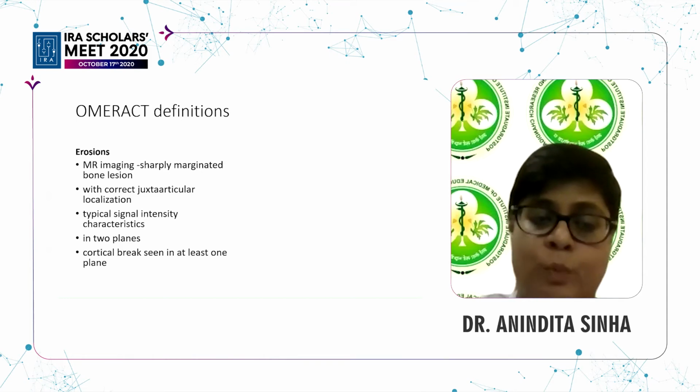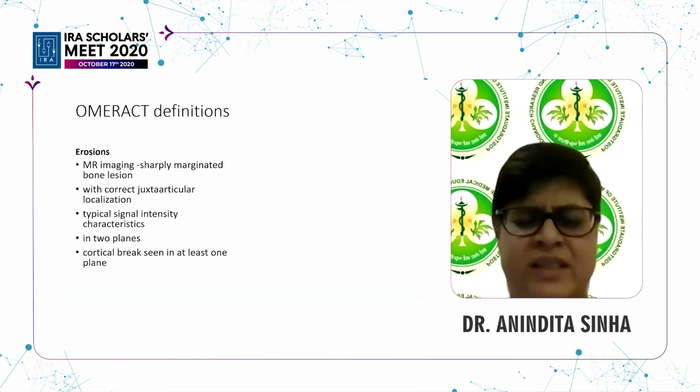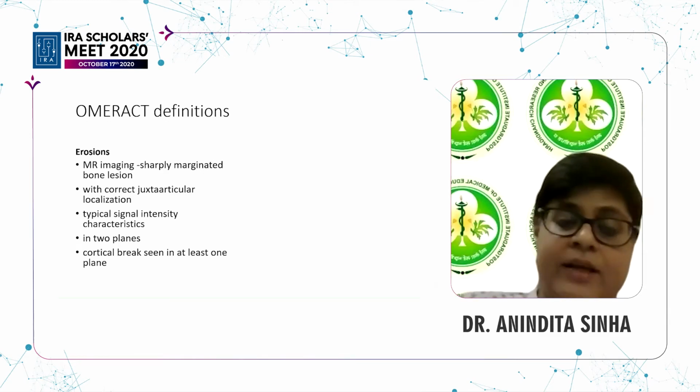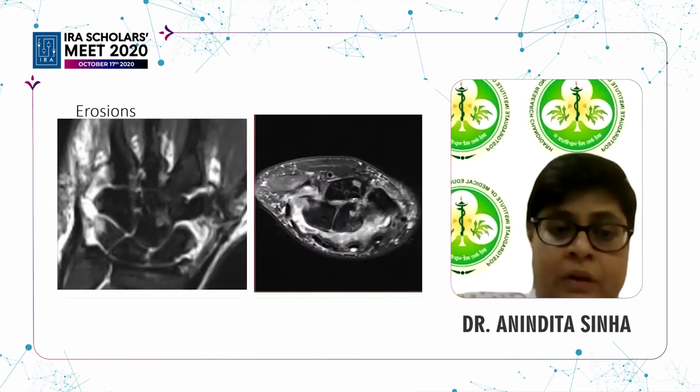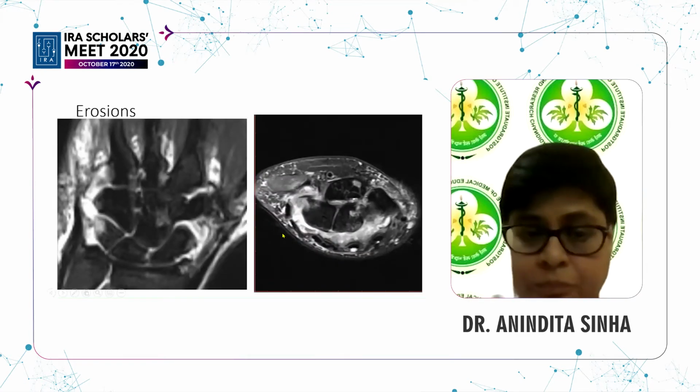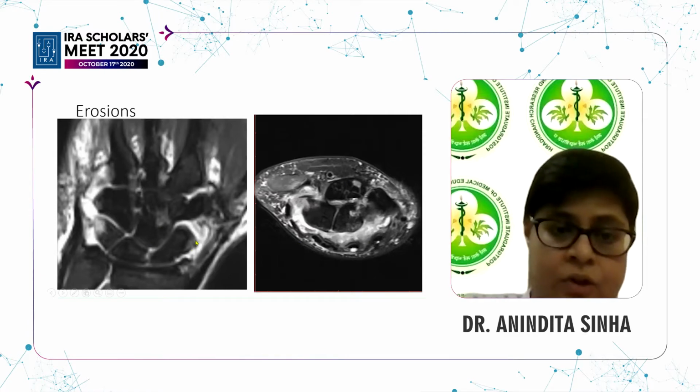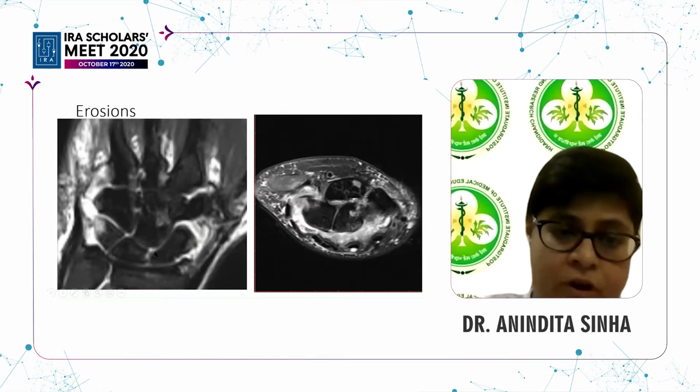And it should be seen in two planes, as I've told you, in coronal and axial planes. We do not generally use the sagittal planes. And a cortical break at least should be seen in one plane. So here, if you see, again, we have the coronal and this is the axial. So this is the scaphoid, this is the lunate, this is the trapezium.